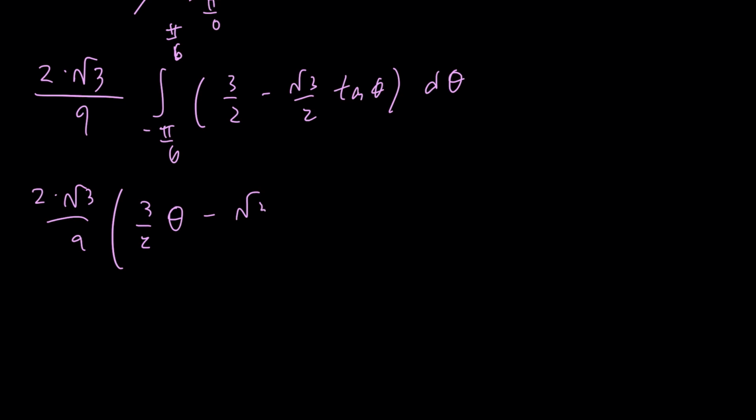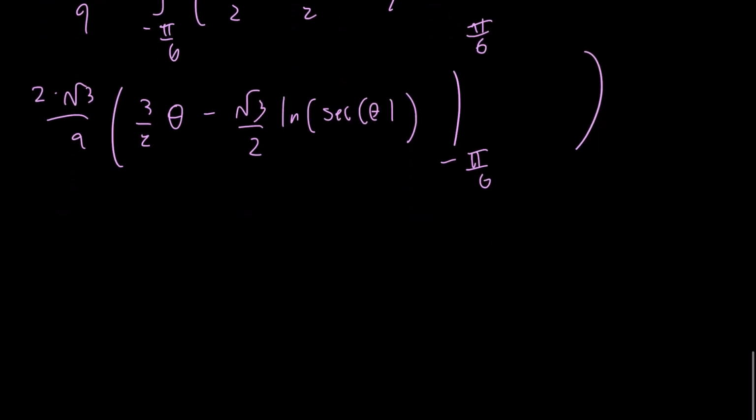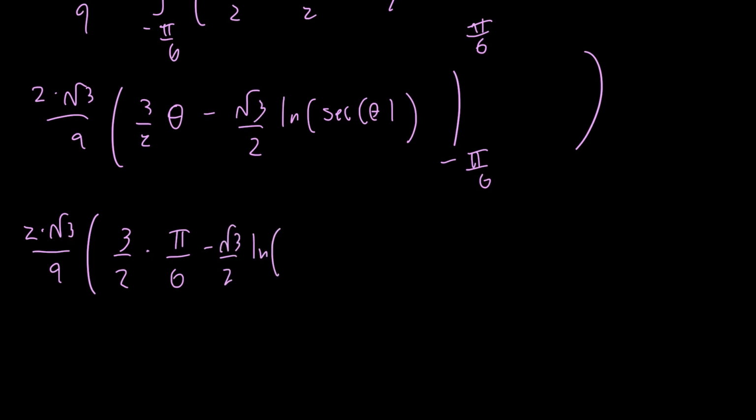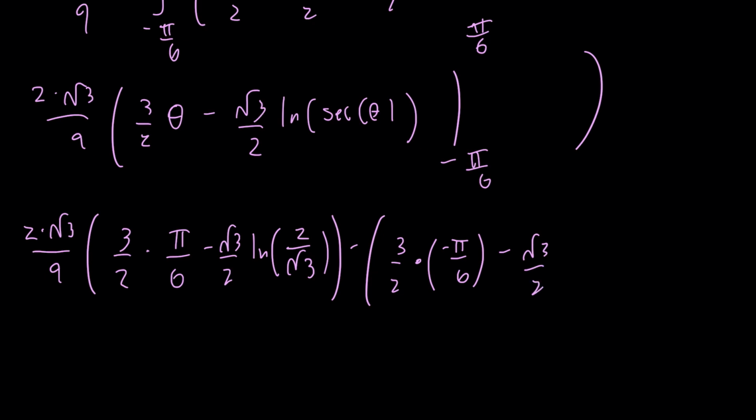minus the square root of 3 over 2, and we have the natural log of secant theta. This is evaluated from minus pi over 6 to pi over 6. So evaluating at the endpoints, we have 2 times the square root of 3 over 9, and 3/2 times pi over 6 minus the square root of 3 over 2, the natural log of secant of pi over 6. That would be 2 over the square root of 3, minus 3/2 times negative pi over 6 minus the square root of 3 over 2, the natural log of the secant of negative pi over 6.